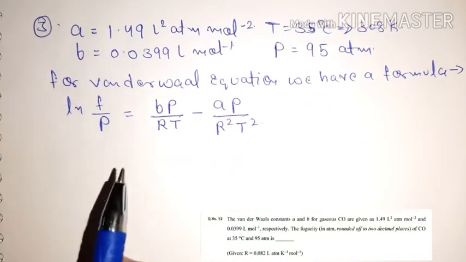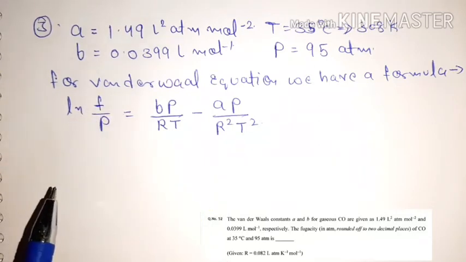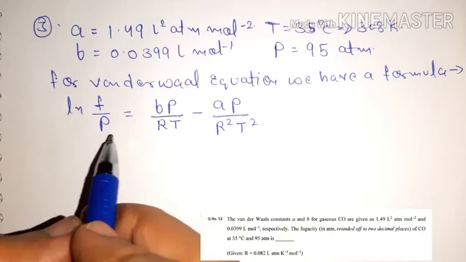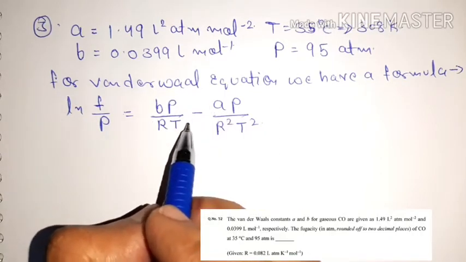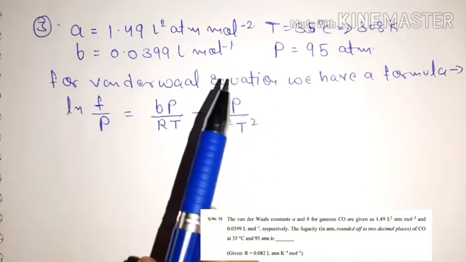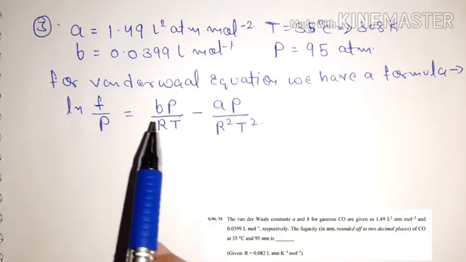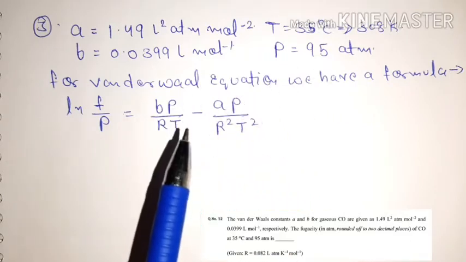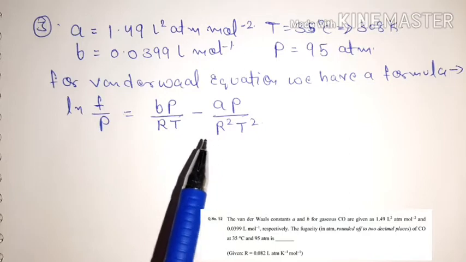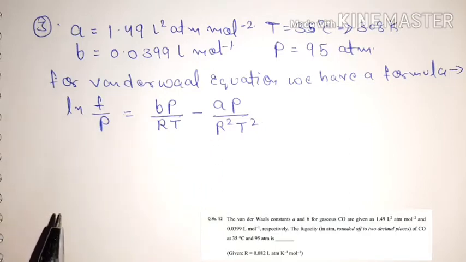Now in this formula, friends, F is fugacity, which we must find in our question. P is pressure, B and A are constants, R is the gas constant, and T is temperature. So we have all the values in our question. Let's put all the values in this formula and we will get the value of fugacity.